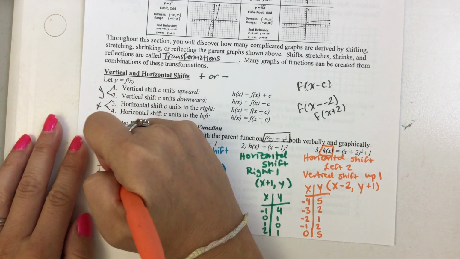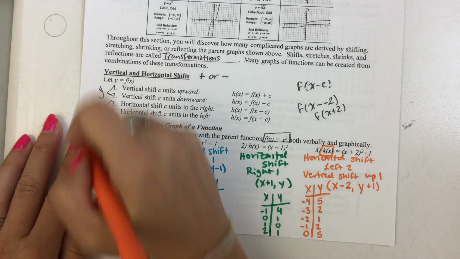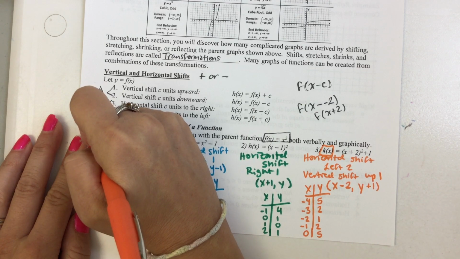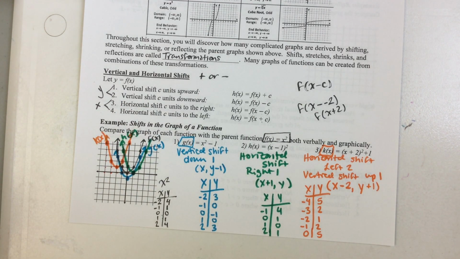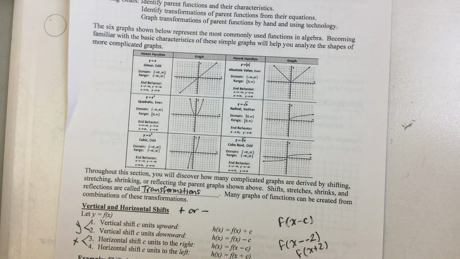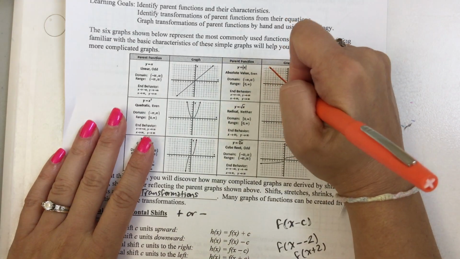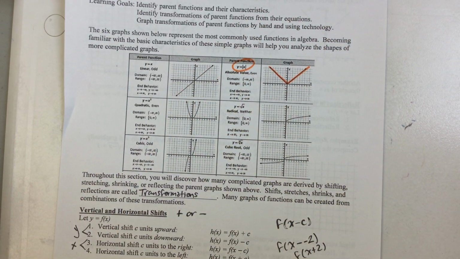So here is my graph. Go ahead and connect them. This is k of x. Okay, before we move to the next side, we are going to be focused on the parent function, the absolute value of x.